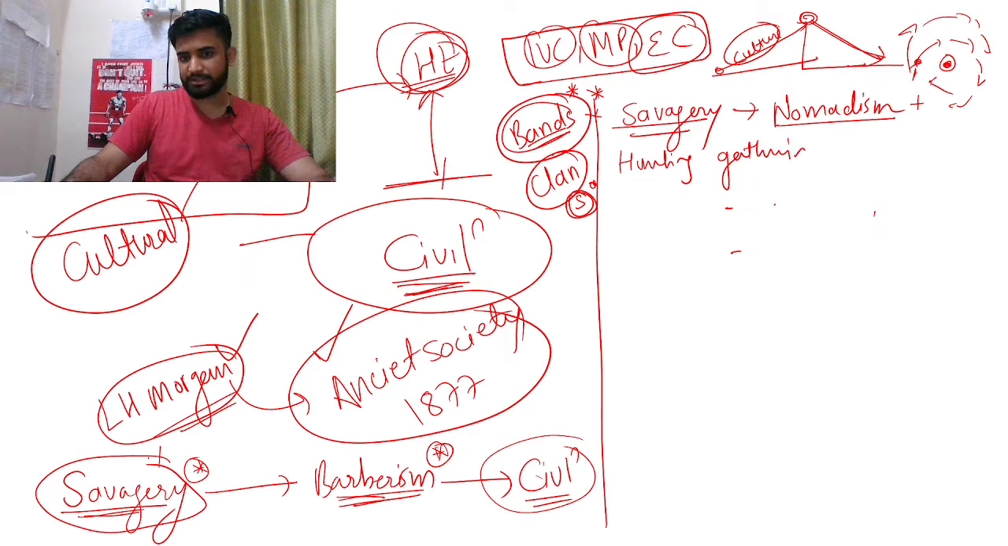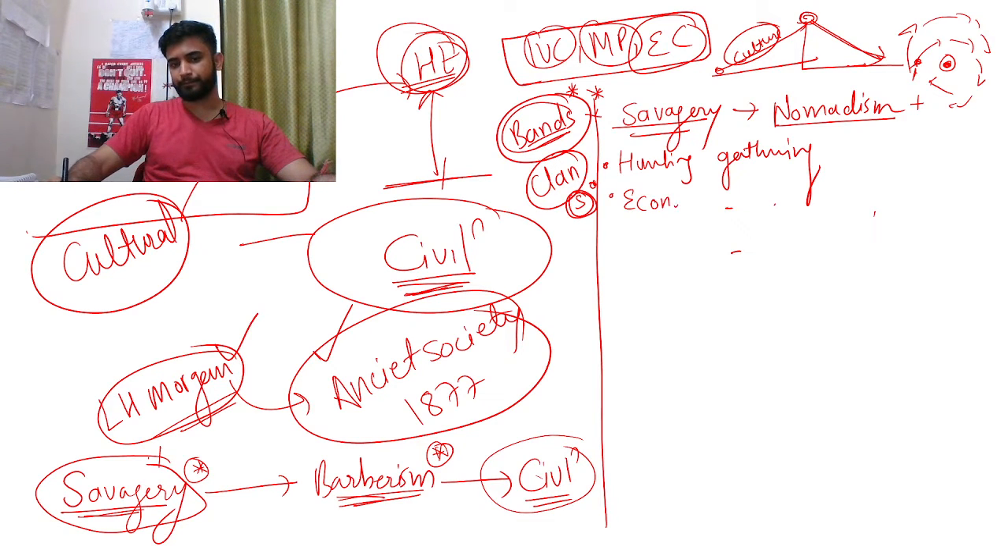Okay, this is the primary, simplest form of existence. Hunting and gathering, then nomadic life. They don't have a community life, and the economy is basically not sustainable. Whatever they produce, they consume immediately, so there is no surplus.